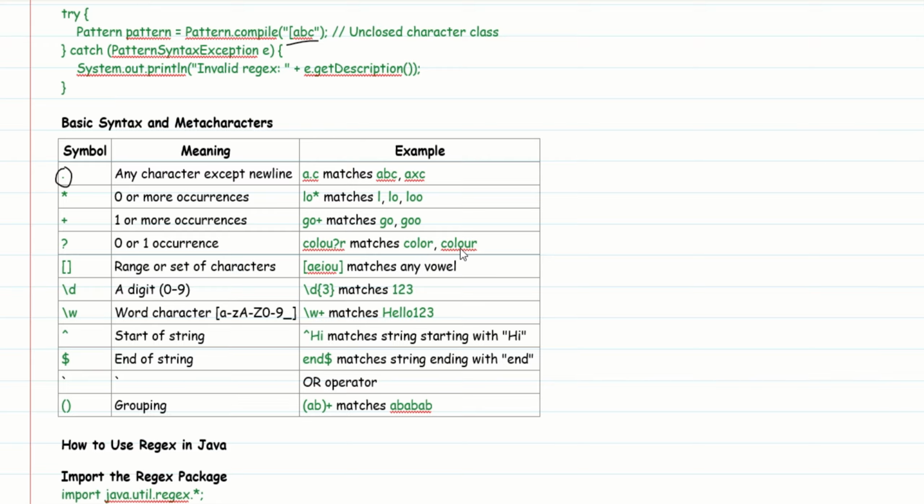Then range: square brackets define a range, and here it matches any vowel, so any character within that range will be matched. Then backslash d is for digit, a small d. Again, a capital backslash D is for non-digits. And you can give the exact count if you give it within the curly brackets.